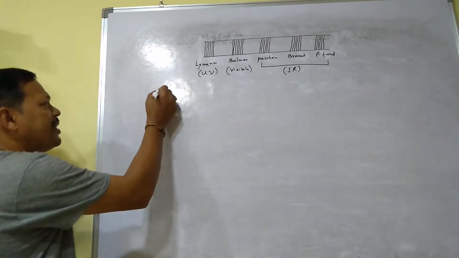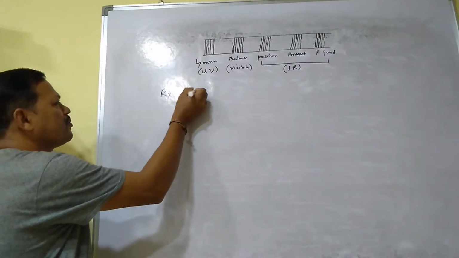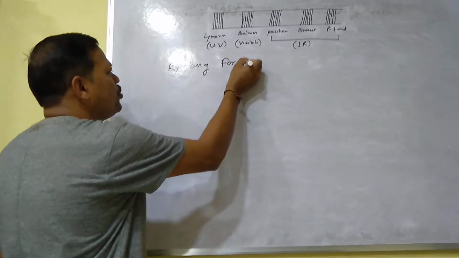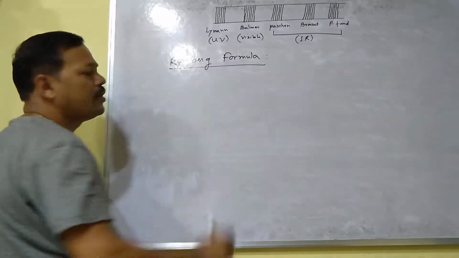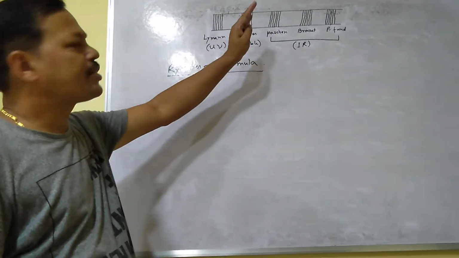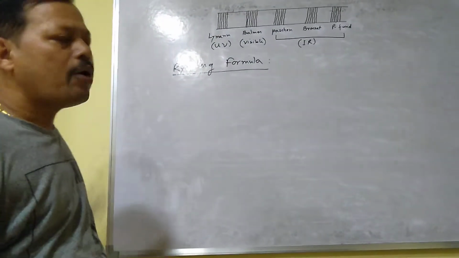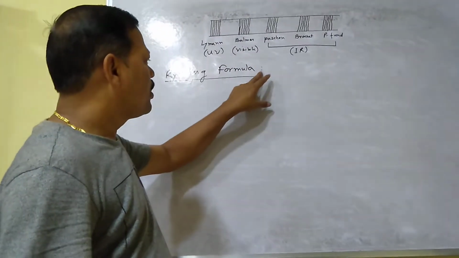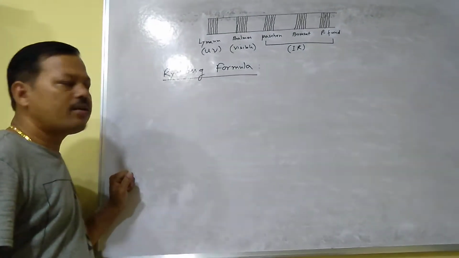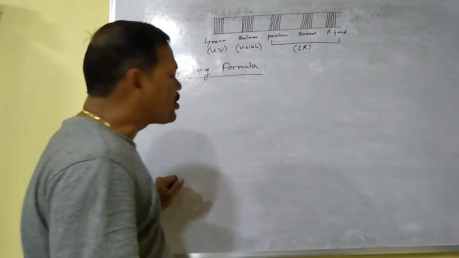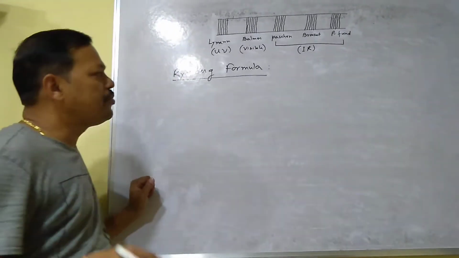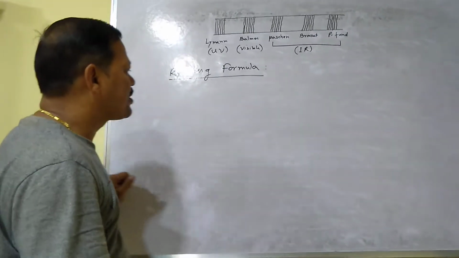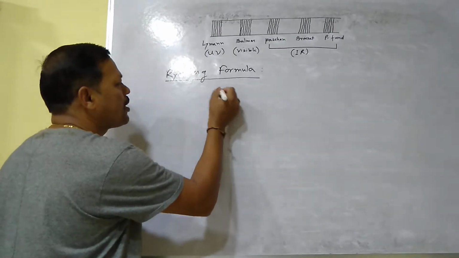Now, one of the scientists, called Rydberg, gave an equation to determine the wavelength of different lines of different series. So how do we determine the wavelength of different lines of different series? You can determine it by using the Rydberg formula. Rydberg gave one equation, and by using that equation you can find the wavelength of different lines. And the equation is mu bar, the wave number.